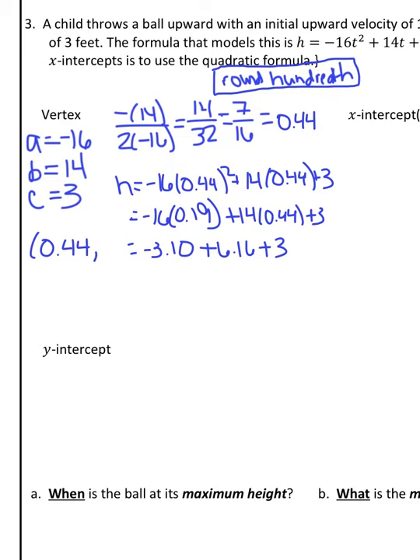Right? So then we go ahead and we add all of those numbers together. Equals 6.06. Right? So my height is 6.06. I'll box it in red here, right? So my vertex is 0.44 and my height is 6.06.